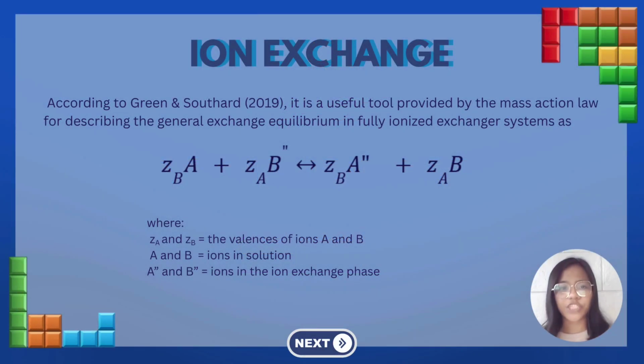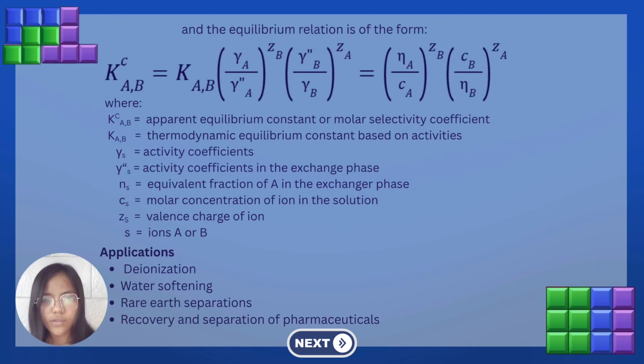What is ion exchange? According to Green and Southard 2019, it is a useful tool provided by the mass action law for describing the general exchange equilibrium in fully ionized exchanger. Shown in this slide is the equilibrium relation wherein K raised to C sub AB is the apparent equilibrium constant or molar selectivity coefficient. K sub AB is the thermodynamic equilibrium constant based on activities. Gamma or the activity coefficients.